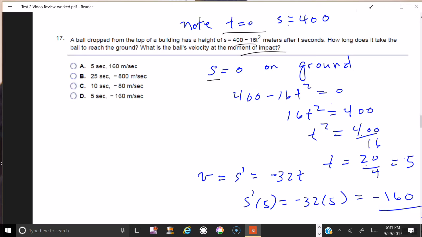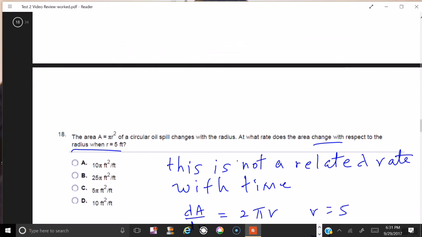So set s equal to 0, and you get 16t squared equals 400, t squared equals 400 over 16. So t is equal to the square root of 400 over 16, which is 20 over 4, which is 5 seconds.